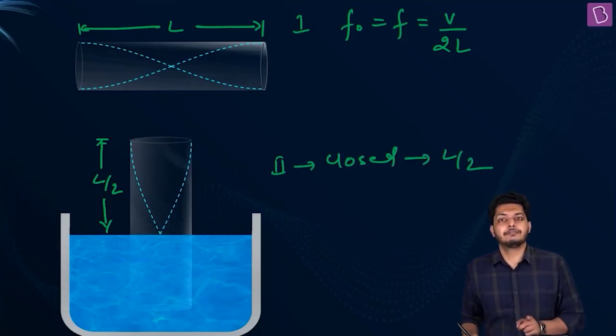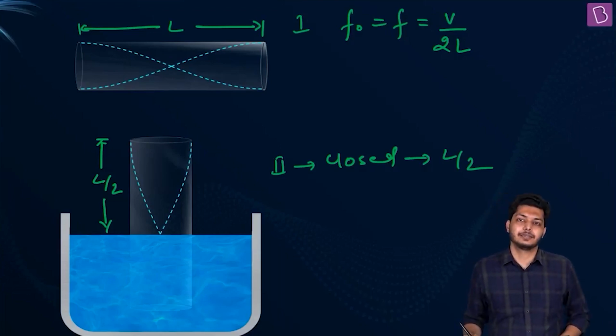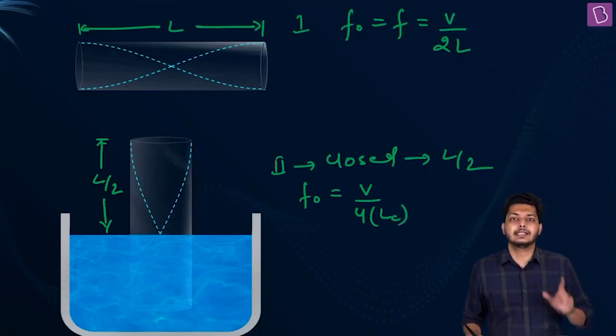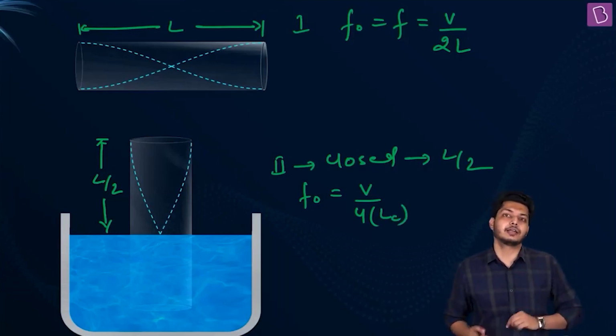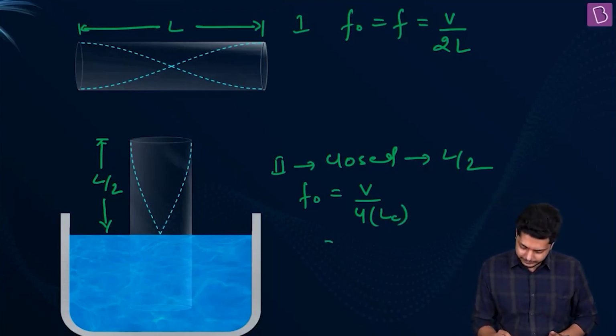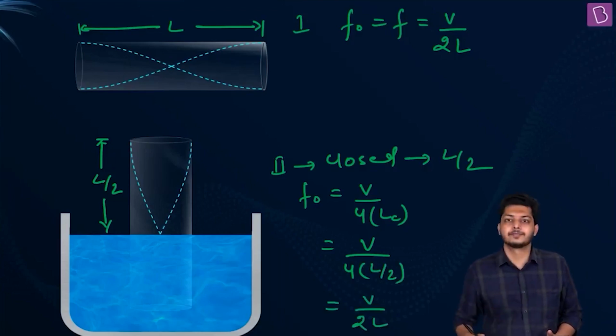Now what should be the fundamental frequency in the second case? It will be F0 is equal to V by 4 LC, LC being the length of the closed organ pipe. And in this case, it is L by 2. So we can say this will be V by 4 into L by 2. And finally, this will be equal to V by 2L.